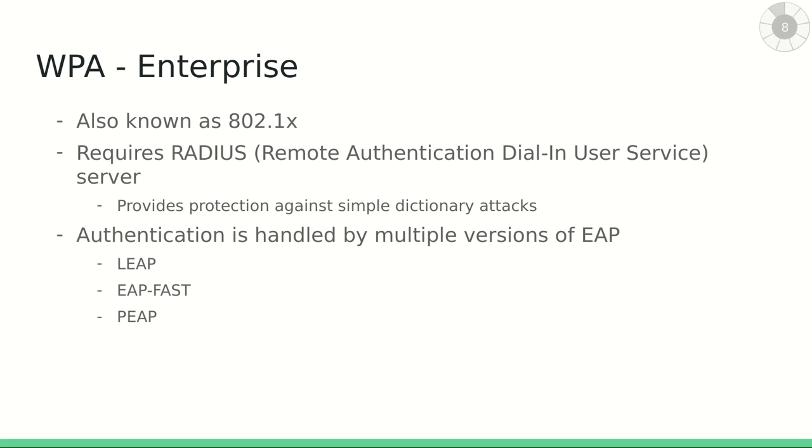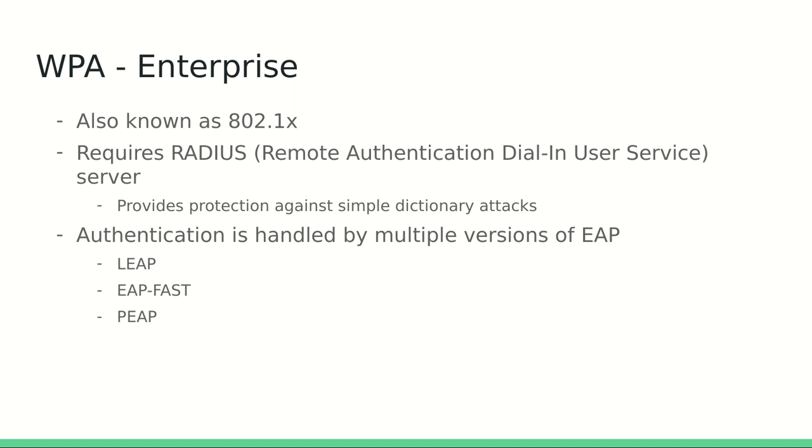Then we have WPA Enterprise. That's the other option, also known as 802.1x. It requires a RADIUS server for authentication. RADIUS stands for Remote Authentication Dial-In User Service. This verifies that the user is allowed to use the wireless network instead of just having a key that anybody can use. It also protects against dictionary attacks against a key since the user has to be authenticated.